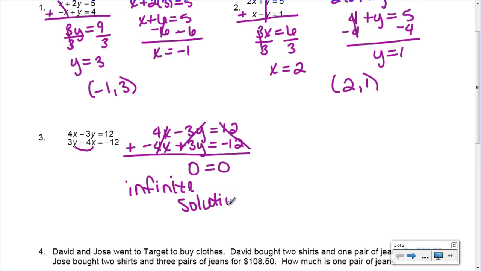These two lines, or these two equations, would make the same line when I graphed them. And so they graph one on top of the other. So they intersect everywhere. So there's infinite solutions.